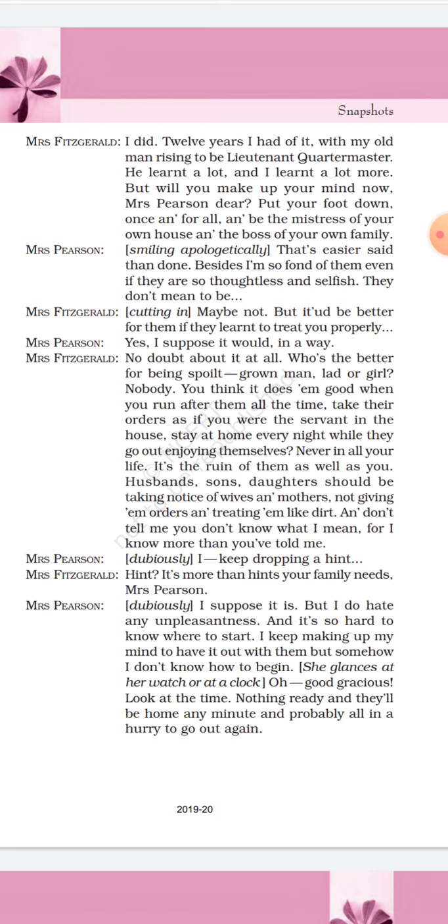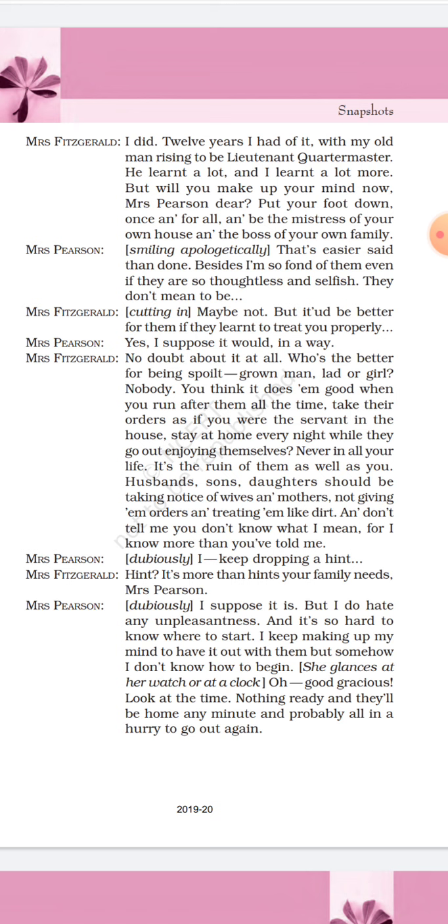once and for all, and be the mistress of your own house and the boss of your own family. So now she's telling her to be the boss and the mistress of her house, and she's going to tell her what to do to become that. That's easier said than done. Besides, I'm so fond of them, even if they are so thoughtless and selfish. They don't mean to be. But Mrs. Pearson said, whatever they are, thoughtless and selfish, they are my children and my family. I love them and they are special to me.